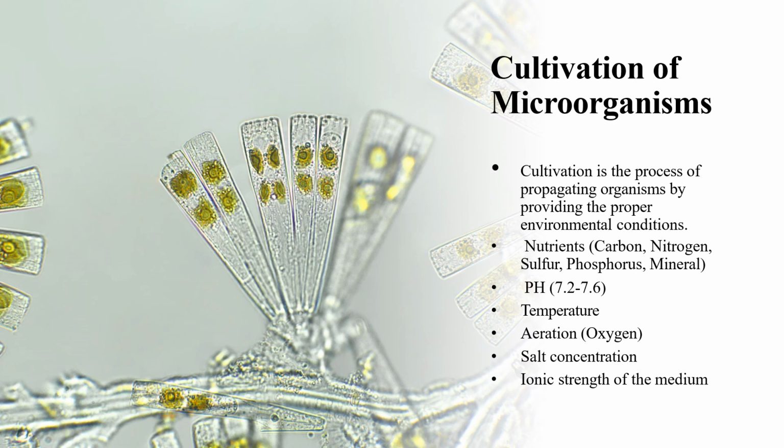Aeration. Oxygen availability is essential for the growth of aerobic bacteria that require oxygen for their metabolic processes. Proper aeration ensures a sufficient oxygen supply to support their growth. However, some bacteria are anaerobic and can survive without oxygen. Salt concentration. Some bacteria are halophiles, which means that they require a certain level of salt concentration for growth. Adjusting the salt concentration in the growth medium is necessary to create a suitable environment for these organisms.